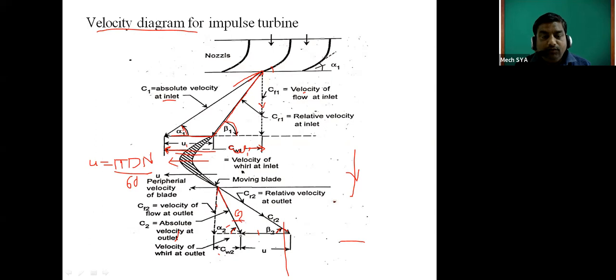I will give 10 minutes to you to draw this, because to solve the numericals, we have to use this methodology. Now, as in both triangles, okay, we'll go to that.